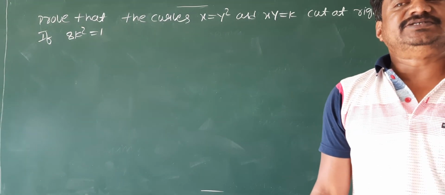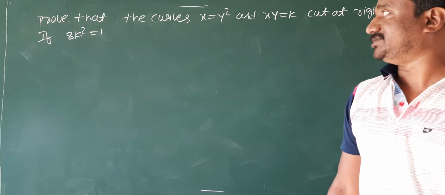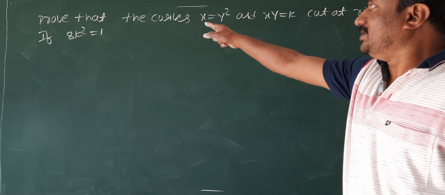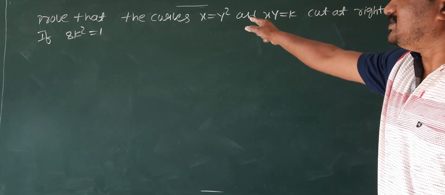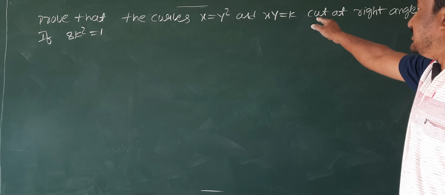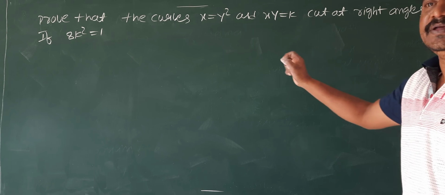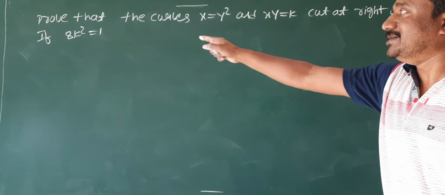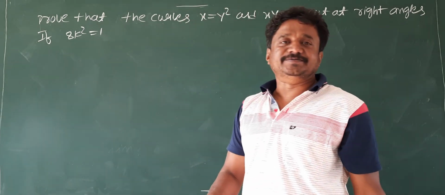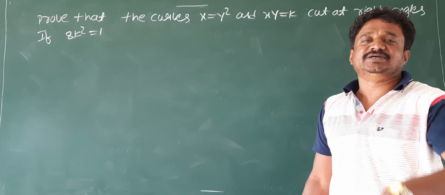Students, this is 176th maths class. Look at that question, students. Prove that the curves x is equal to y square and xy is equal to k cut at right angles if 8k square is equal to 1. Try to understand this question, students.